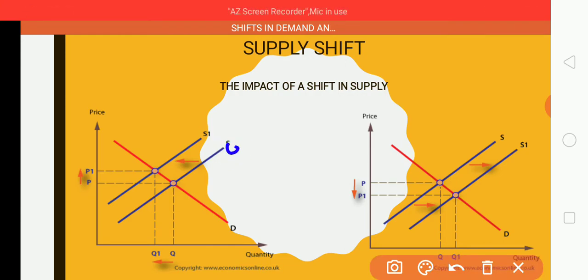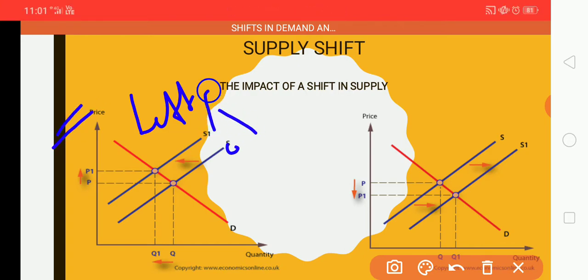Suppose a market supply curve shifts. Here S is the original supply curve, and the supply curve has shifted leftward. Why does the supply curve shift? In one of my previous videos, I uploaded the factors determining supply and demand. Among the factors determining supply, the two major ones we discussed are technological progress and an increase in input prices.